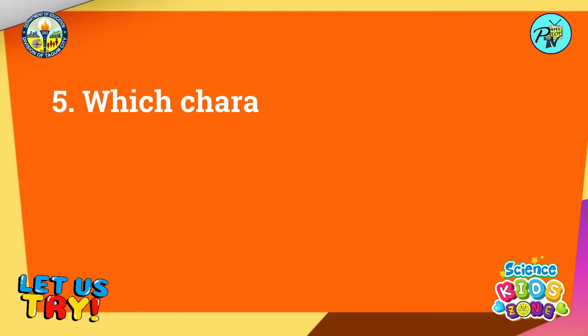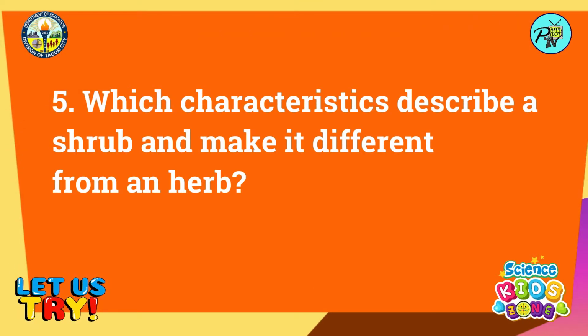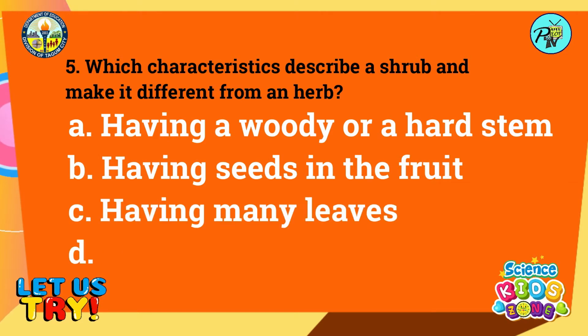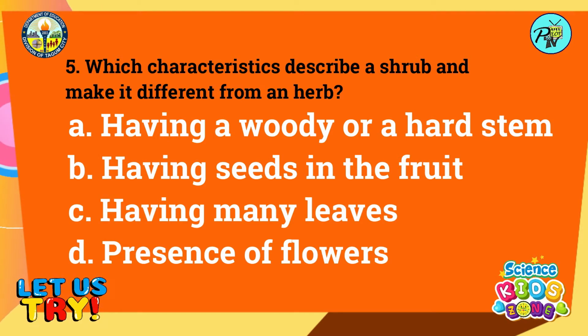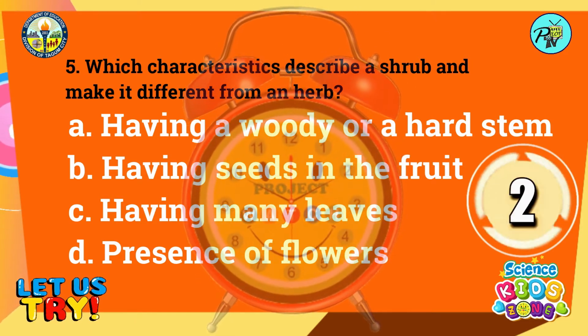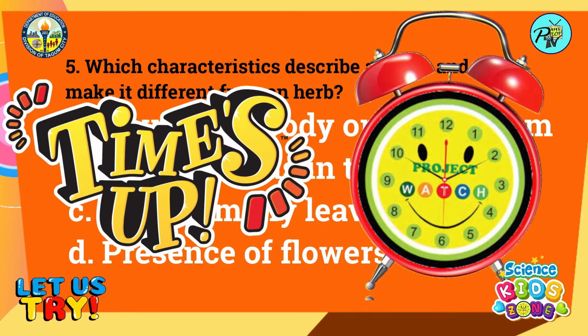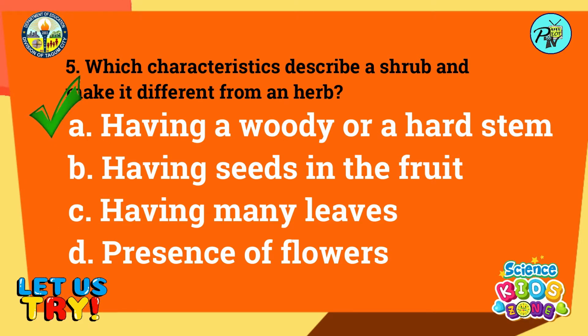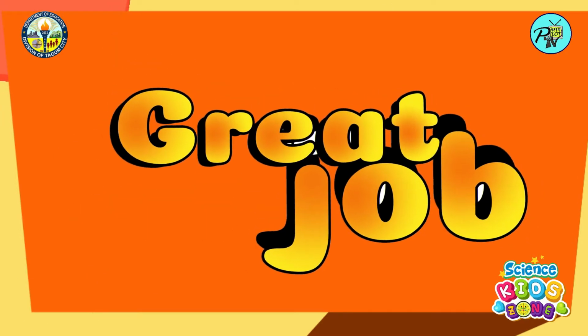And for the last number, which characteristics describe a shrub and make it different from an herb? A. Having a woody or hard stem. B. Having seeds in the fruit. C. Having many leaves. Or D. Presence of flowers. Time's up! What is your answer? If your answer is A, you are correct! Having a woody or a hard stem. Great job, kids!